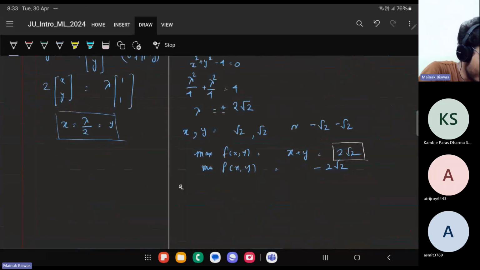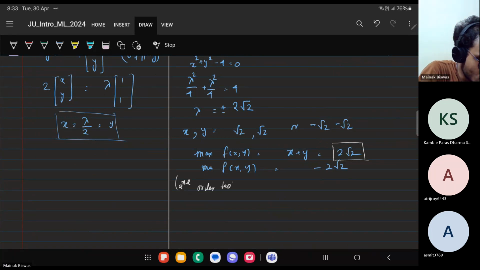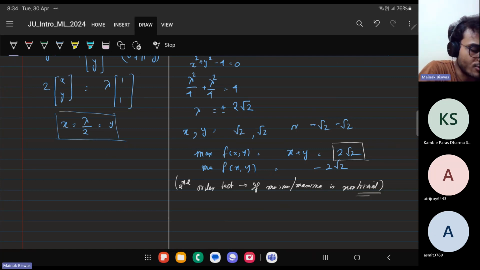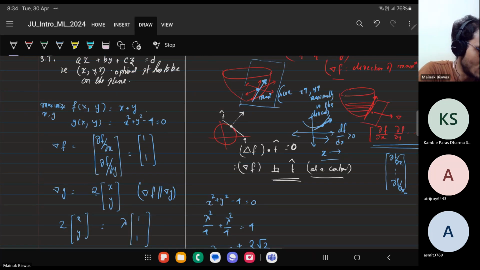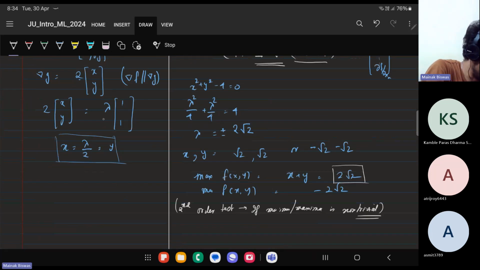So the second order test, if it is a minima or maxima, is non-trivial. That is the problem. These are called, this lambda is called the Lagrange multiplier. It's called a Lagrange multiplier.